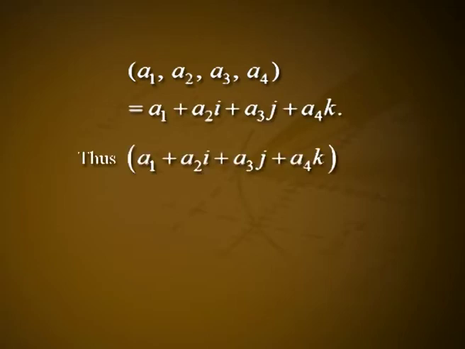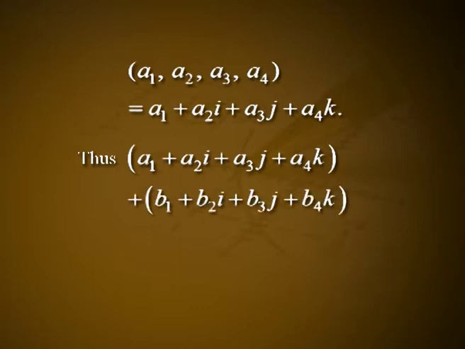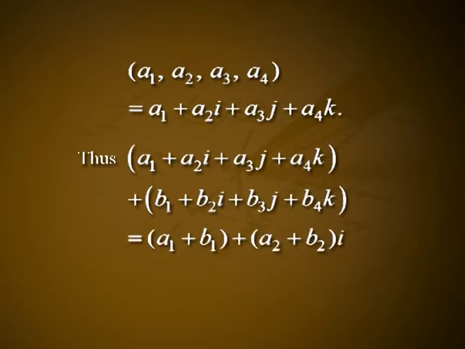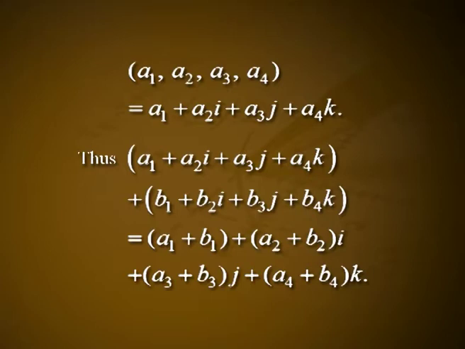Thus, a1 plus a2 i plus a3 j plus a4 k, plus b1 plus b2 i plus b3 j plus b4 k, is equal to (a1 plus b1) plus (a2 plus b2) i plus (a3 plus b3) j plus (a4 plus b4) k.